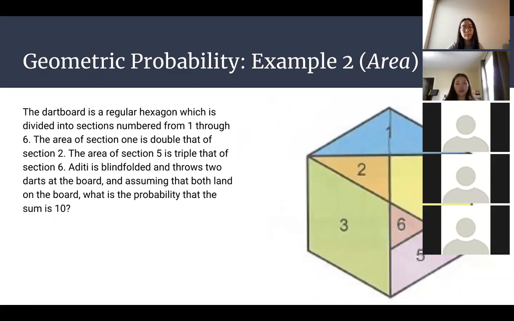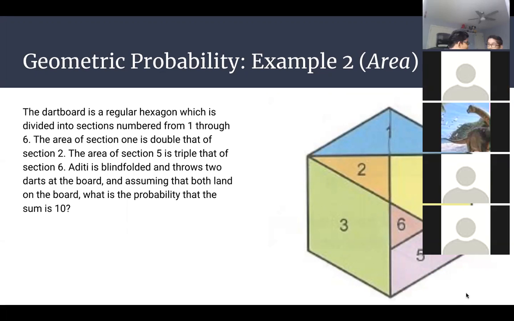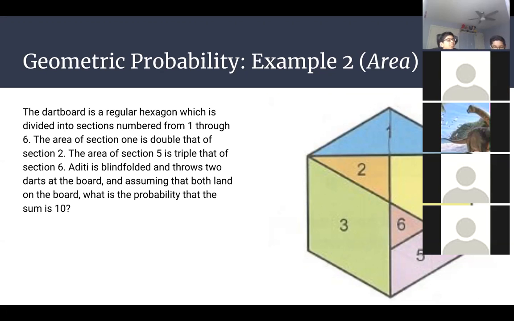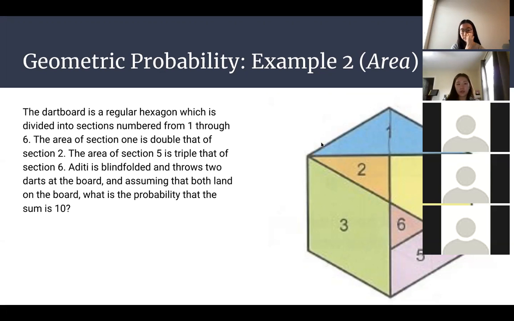Okay, so our second example: this time the dartboard is a regular hexagon. So this means all of the angles are equal and the side lengths are equal. And this is divided into sections numbered from 1 through 6. The next two sentences are telling you about how big these sections are. So section 1 is double that of section 2, and section 5 is triple that of section 6.